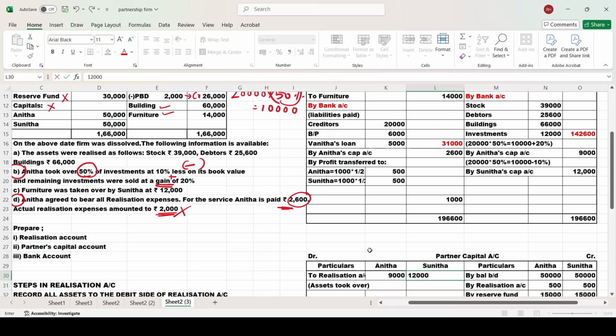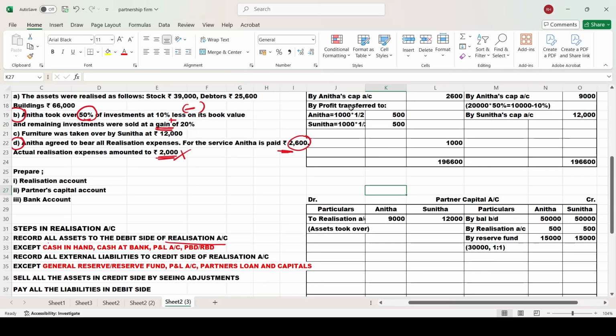Now, who has paid the realization expenses? Anita has paid the realization expenses. If a partner is paying, it will come to the partner's capital account. So here we have recorded it on the debit side, and that will be recorded on the credit side by realization account. Realization expenses. So who has paid? Anita has paid. How much are the realization expenses? 2,600.